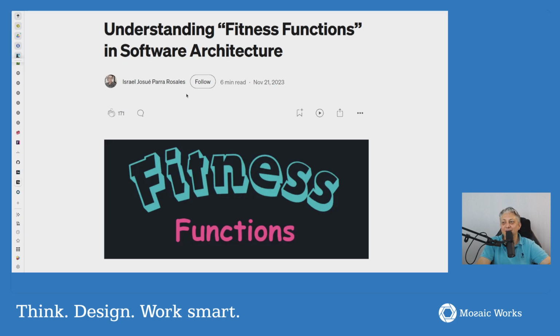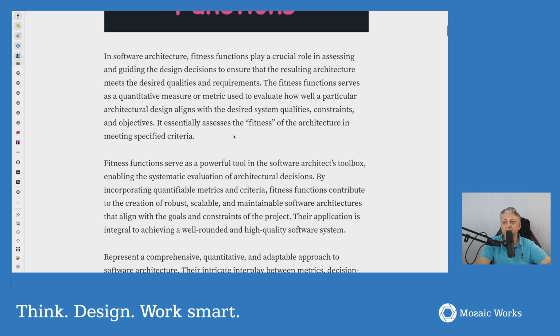In software architecture, fitness functions play a crucial role in assessing and guiding the design decisions to ensure that the resulting architecture meets the desired qualities and requirements. The fitness functions serve as a qualitative measure or metric used to evaluate how well a particular architectural design aligns with the desired system qualities, constraints, and objectives. It essentially assesses the fitness of the architecture in meeting specified criteria.